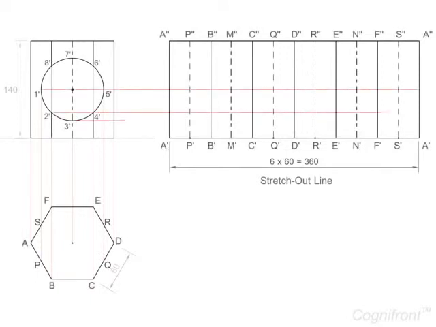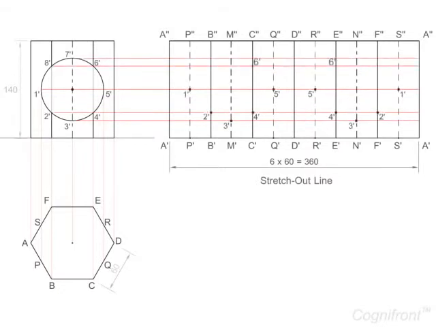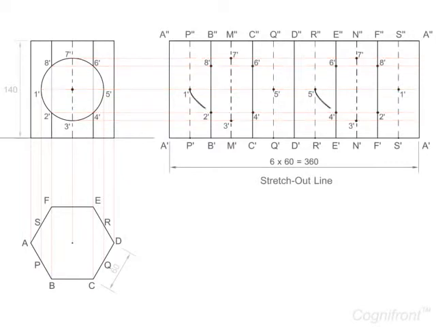Now draw horizontal projectors from the front view to cut the vertical lines of the development. After joining the above points by a smooth curve, we get the development of the lateral surface of the prism with the shape of the holes in it.